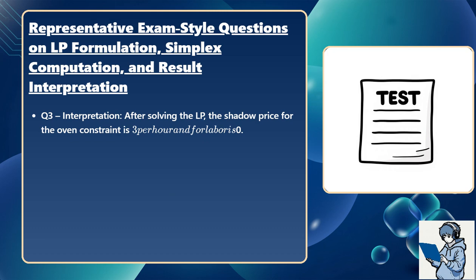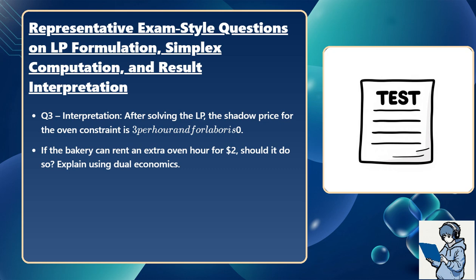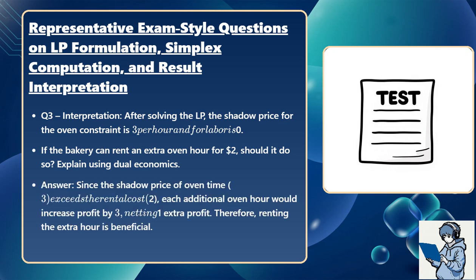Q3, interpretation. After solving the linear program, the shadow price for the oven constraint is $3 per hour and for labor is 0. If the bakery can rent an extra oven hour for $2, should it do so? Explain using dual economics. Answer: since the shadow price of oven time, $3, exceeds the rental cost, $2, each additional oven hour would increase profit by $3, netting $1.